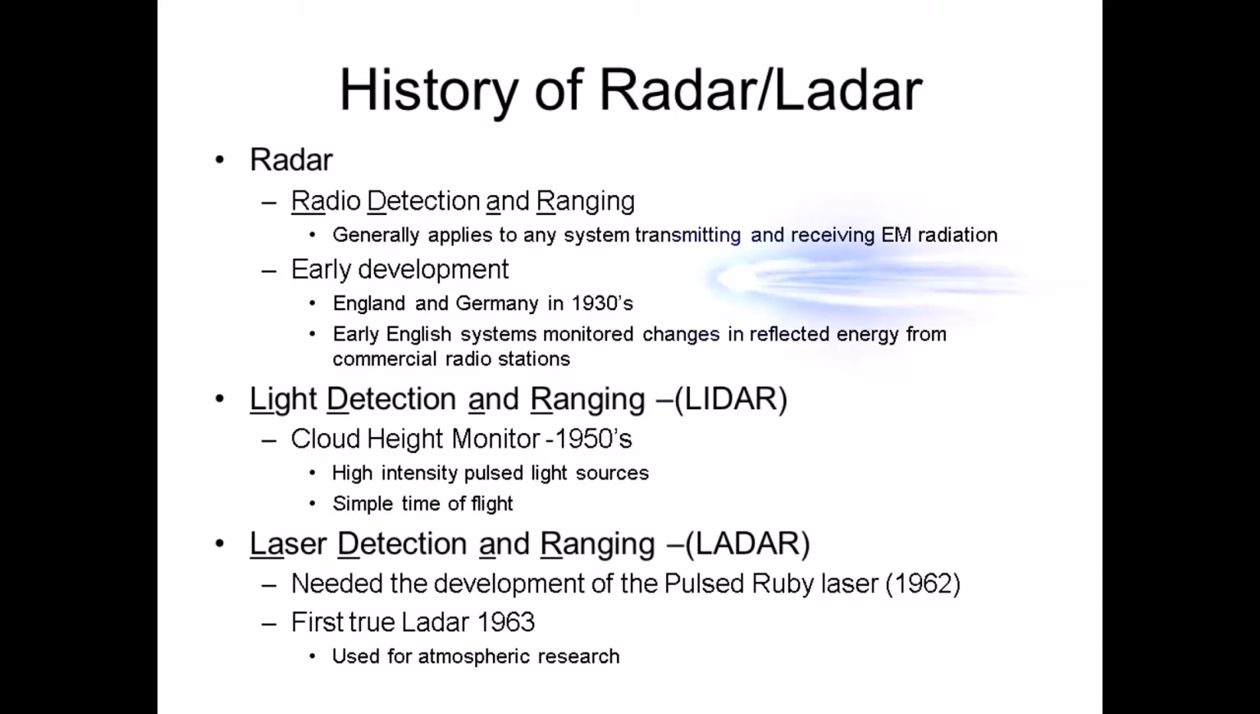The early development of radar was spurred on by the competition preceding World War II, where you had England and Germany both trying to develop the technology. Early English systems monitored changes in reflected energy from commercial radio stations and didn't have their own radar transmitter. But eventually, of course, the development of a radar transmitter with a radar receiver, the pair of those things making a radio detection and ranging system, allowed for accurate ranging and detection of targets over the skies of Europe in World War II.